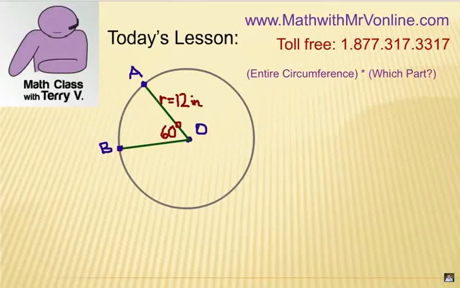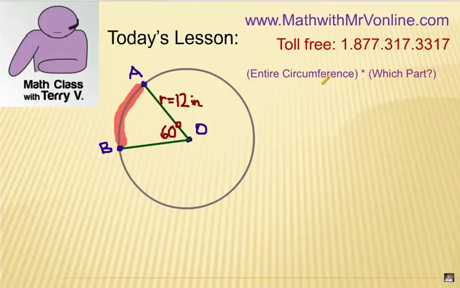So let's go ahead and take a look at what we've got here. We've got circle O, the radius is 12, and we have a central angle of 60. So the idea is, how can we find the actual length of this curved arc from A to B? It's not a straight line distance, but we're going along the circle.